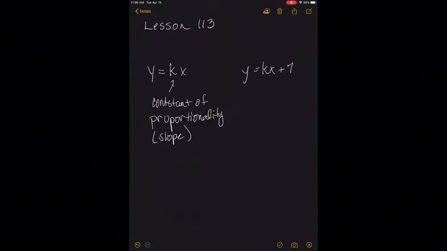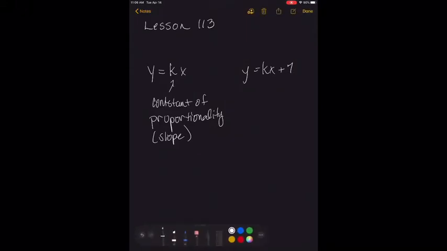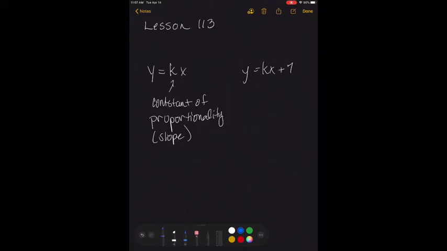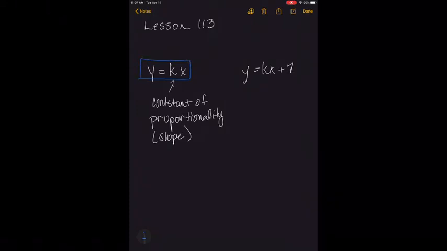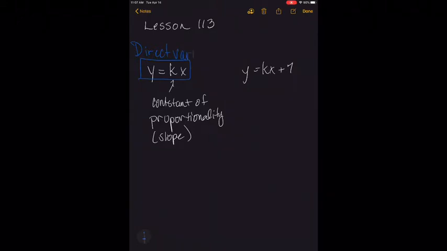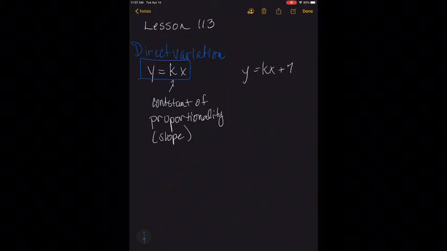And that shows direct variation, because direct variation will be in this form of y equals kx. Okay, this shows direct variation. K is our constant of proportionality, and really it's also slope.